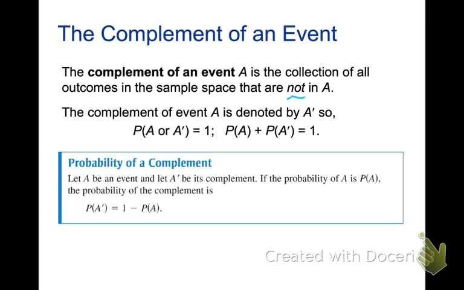The complement of an event A is denoted with A prime. The probability of A or A prime, that would be an addition, would equal 1, because 1 is 100%. The other way you can do it is the probability of A plus the probability of A prime is 1, which shows you that the probability of A prime equals 1 minus the probability of A. You could switch those two and find either one of them. We'll use it, but does it kind of make sense?